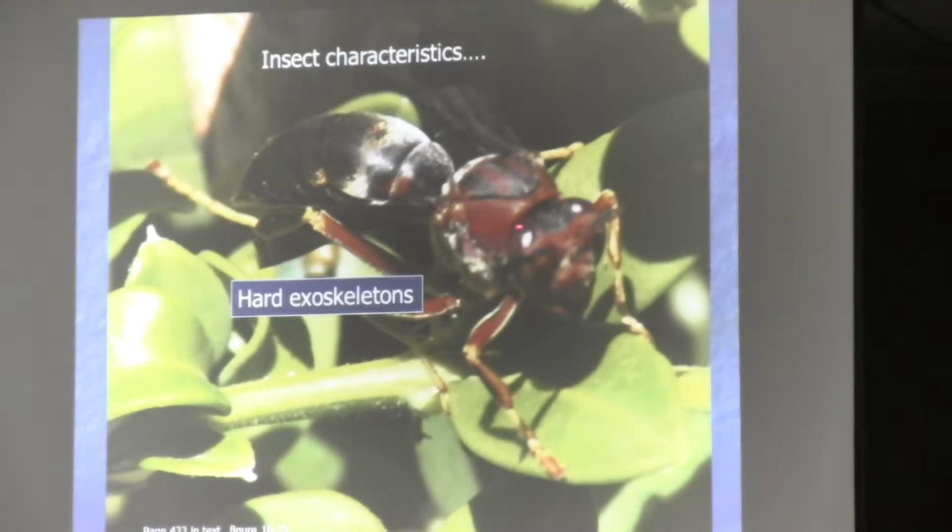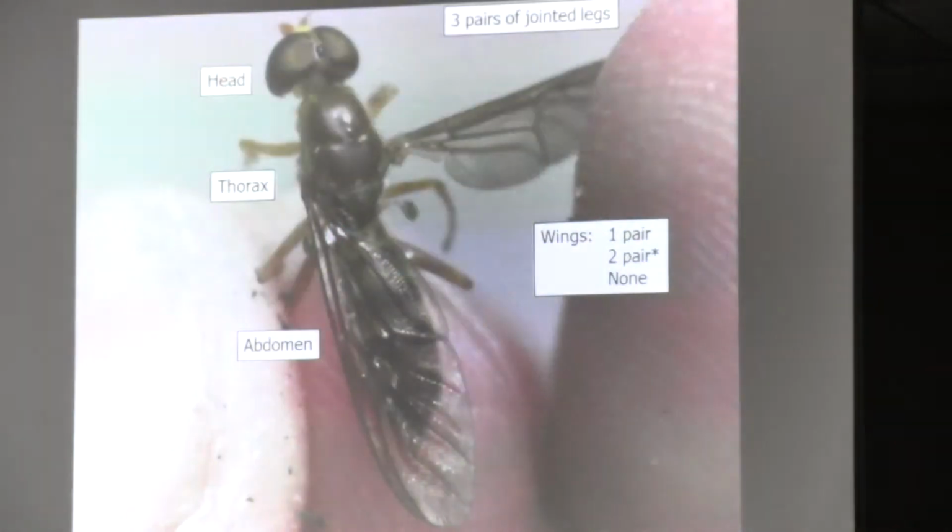So looking at some basic insect characteristics, most of your adult insects have what we call a hard exoskeleton. Like we have our bones inside our body, their bones are on the outside of their body. They're kind of reversed the way they're designed. And so it's generally what we call a hard exoskeleton.